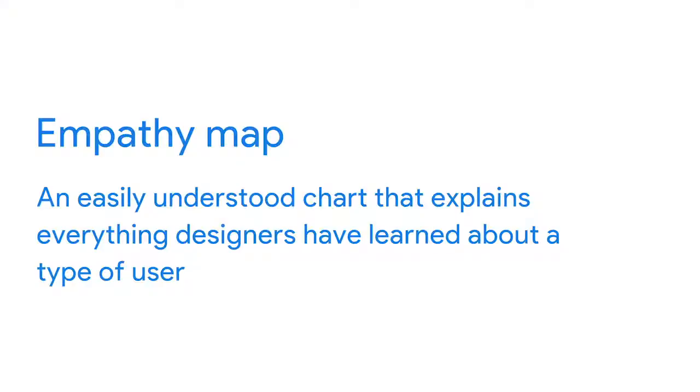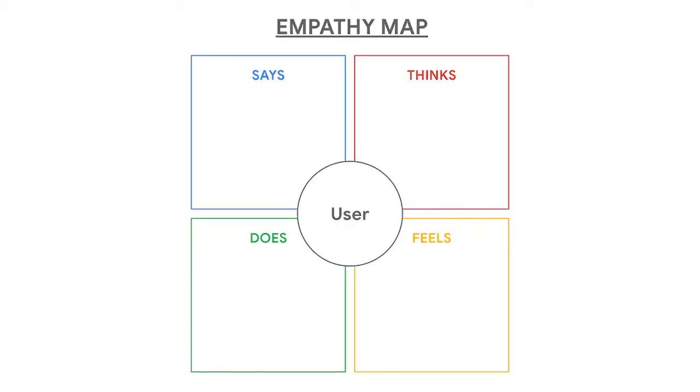One of the ways that we can better empathize with users is by creating an empathy map. An empathy map is an easily understood chart that explains everything designers have learned about a user. Empathy maps have 4 squares that address what a particular user says, thinks, does, and feels. So let's think about the library website. Imagine we've already conducted a few interviews with potential users. Now it's time to put together an empathy map for one of them, Lorena. Here's what that map might include.